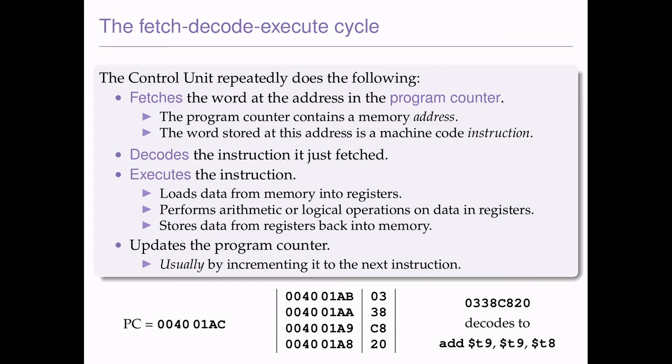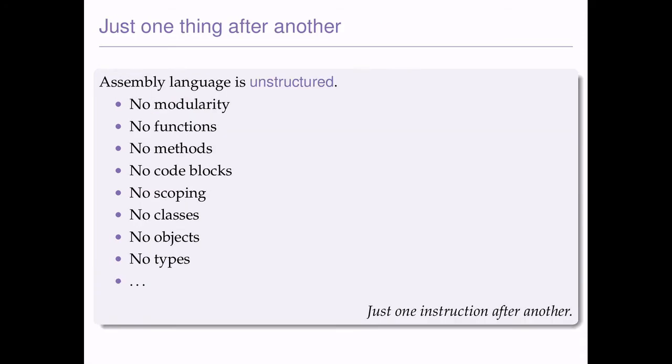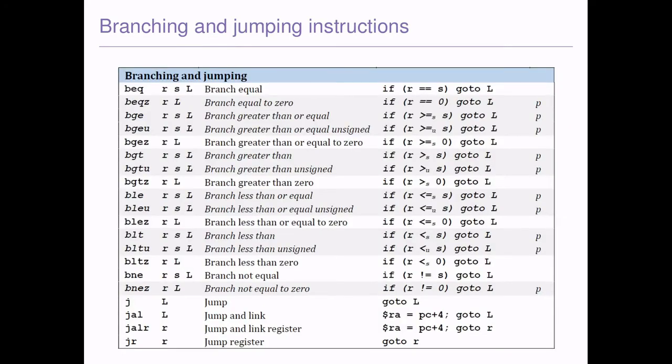So usually you just increment and increment and increment, which means we just do one thing after the other. We just keep on doing instructions until we run out of instructions to do or we're told to quit. That's because assembly language is unstructured, so there's no modularity, no functions, no methods, no code blocks, no scoping, no classes, no objects, no types. There's a whole lot of nothing. There's just instructions that you have to execute one after the other, and that's all you do until you start using branching and jumping instructions.